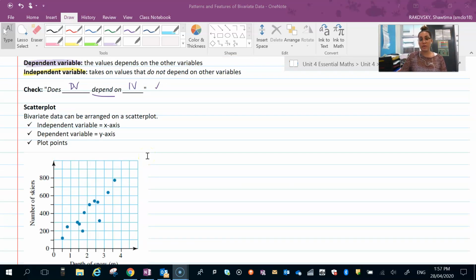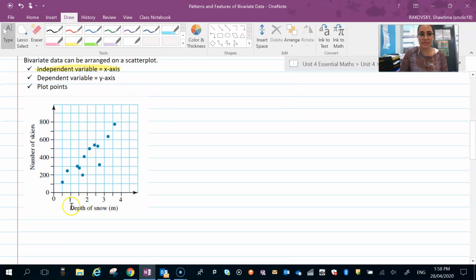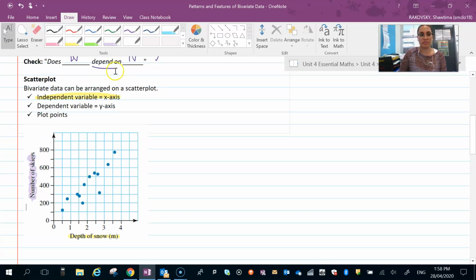Now these two variables can be plotted on a scatter plot. A scatter plot has certain conventions, and that means that your independent variable is always the variable that goes on the x-axis. Using our skiers and our snowfall, the depth of snow is our independent variable. Remember, it's changing, whereas the number of skiers at the resort or the location will definitely depend on the amount of snow. And in this topic, we're looking at that type of relationship.